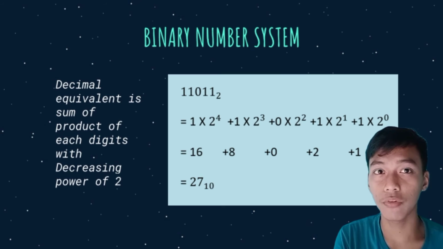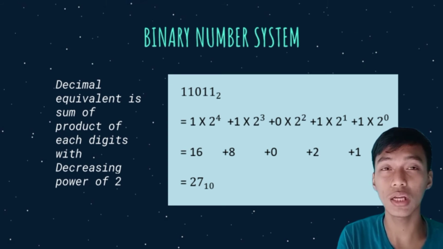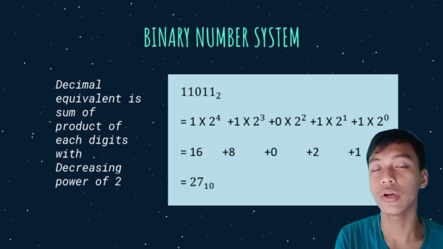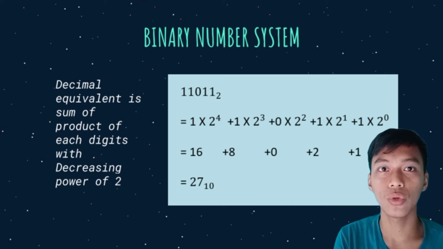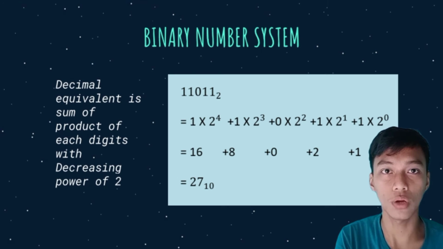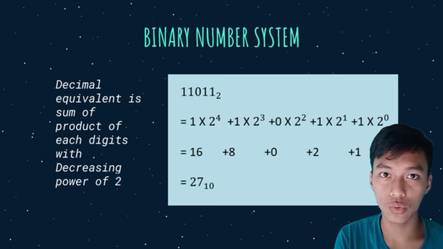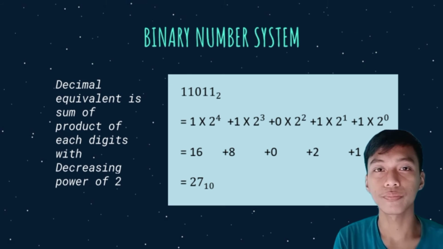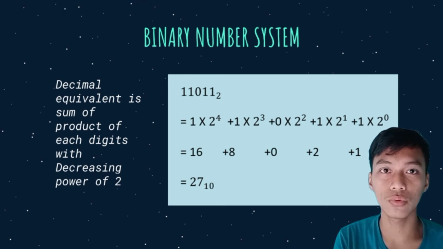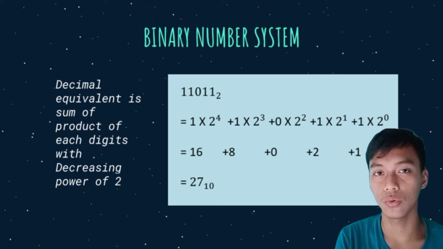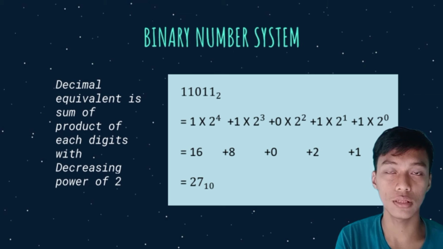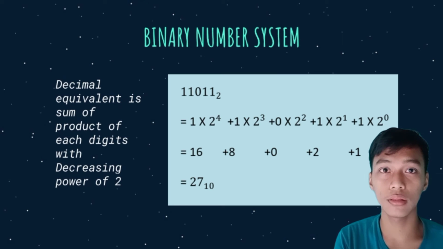The decimal equivalent is the sum of the products of each digit with decreasing powers of 2. We have given here 11011 sub 2. So we have the following digits: 11011. We will multiply these digits by decreasing powers of 2 and this will be the outcome: 1 times 2 raised to 0, 1 times 2 raised to 1, 0 times 2 raised to 2, 1 times 2 raised to 3, 1 times 2 raised to 4. After this, this will be our value: 1, 2, 0, 8, 16. Then the sum is 27. So 27 is the equivalent decimal value of this given binary number.